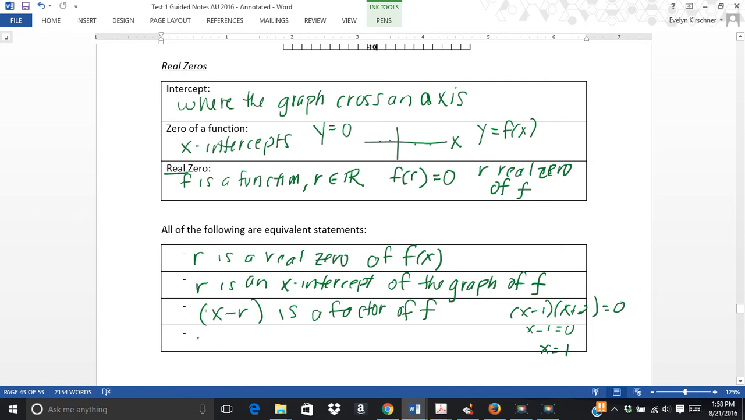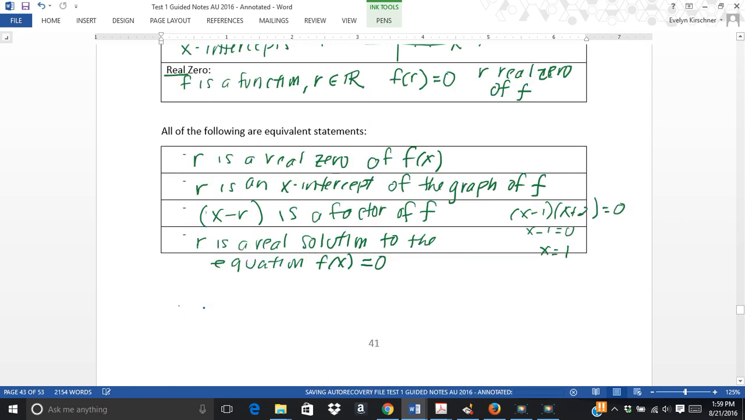The last statement that means the same thing is r is a real solution to my equation. And remember, what I was saying here is I was looking for a solution. What we do is we like to factor, set equal to 0, and use the zero product property, so each factor is set to 0. If it's 0, the whole product is 0, and then that's really a solution. So I know how to factor, so I know how to get my zeros.